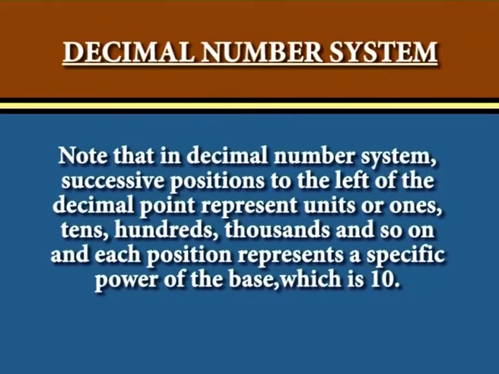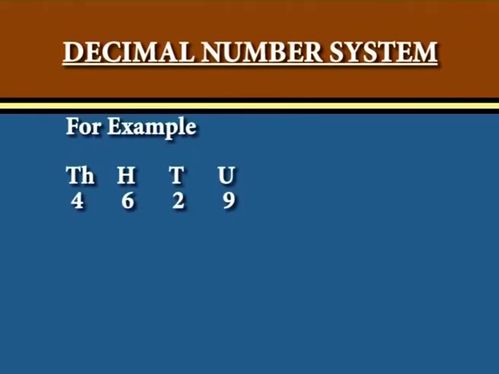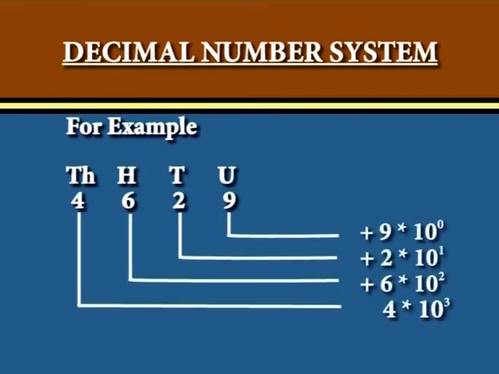Note that in the decimal number system, successive positions to the left of the decimal point represent units or ones, tens, hundreds, thousands, and so on, and each position represents a specific power of the base, which is 10. For example, a decimal number 4629 consists of digit 9 at the units position, 2 at the tens position, 6 at the hundreds position, and 4 in the thousands position. The value can be written as 4 multiplied by 10 raised to the power 3, plus 6 multiplied by 10 raised to the power 2, plus 2 multiplied by 10 raised to the power 1, plus 9 multiplied by 10 raised to the power 0.